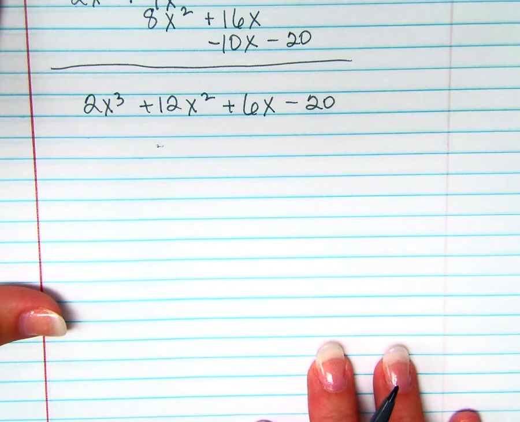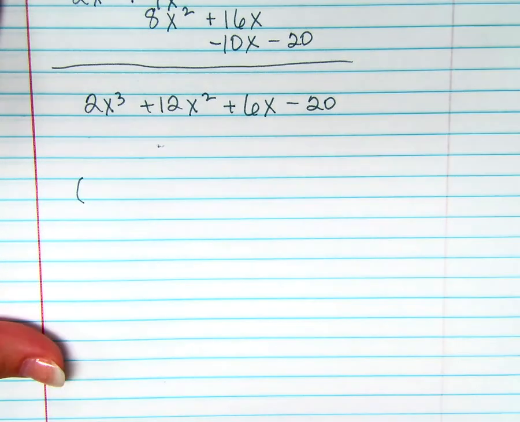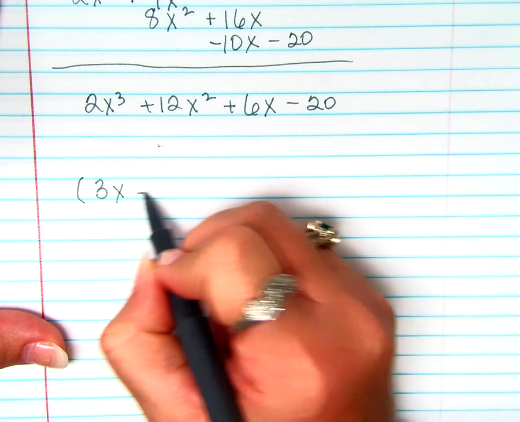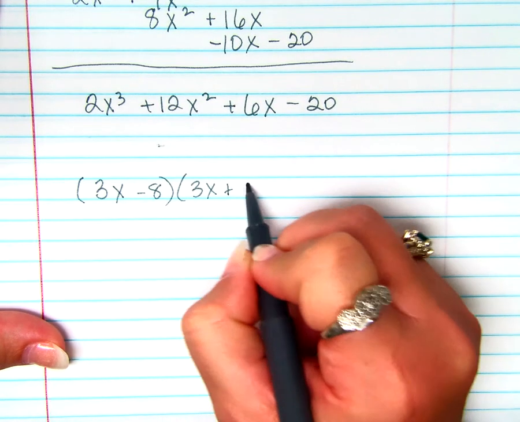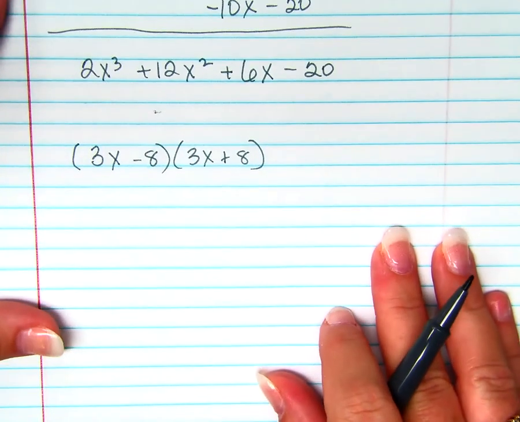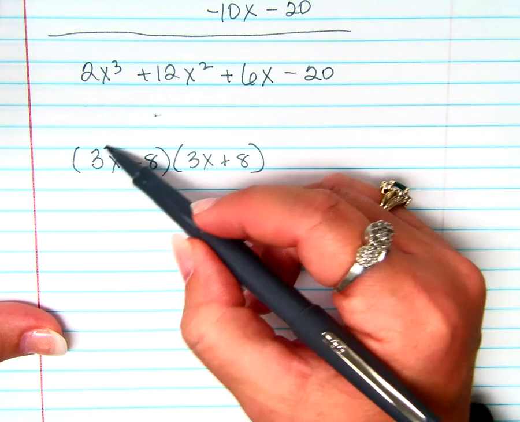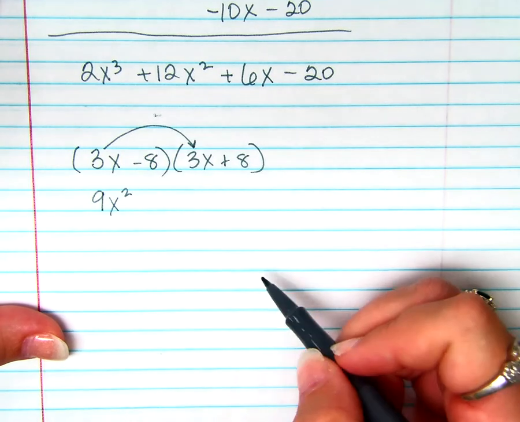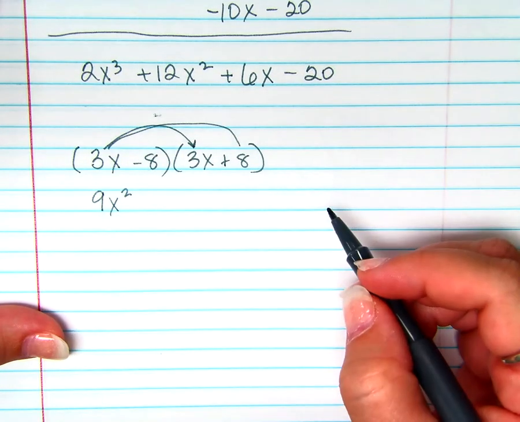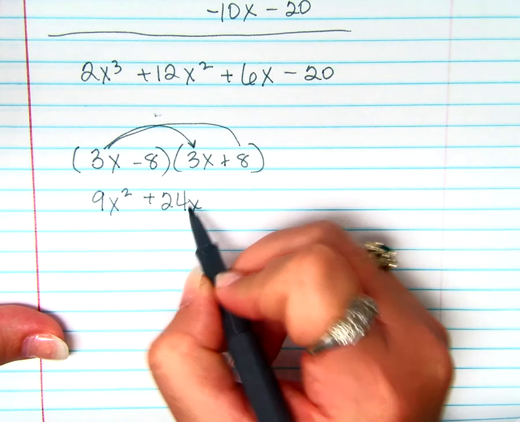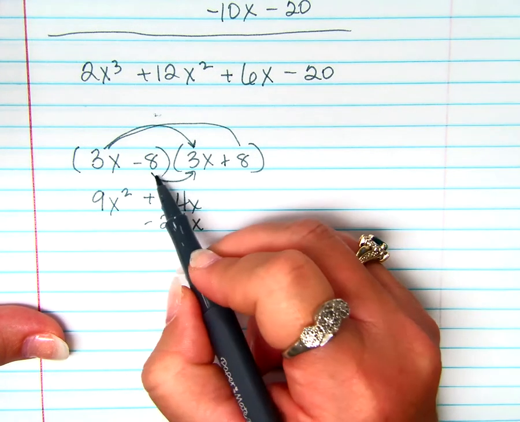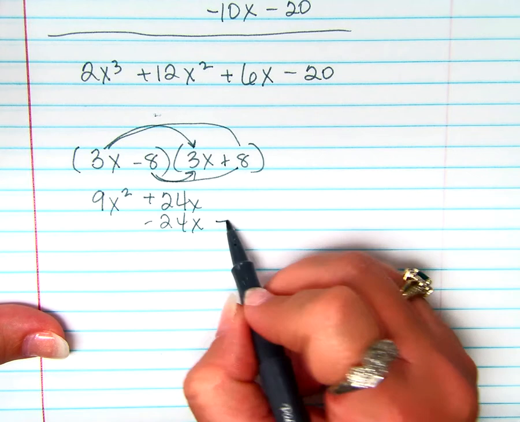Okay, I think that pretty much, oh no, and let me show you one more. I was going to say I think that pretty much covers everything in your homework, but let me show you one more because I don't want you to be frightened. 3x minus 8 times 3x plus 8. Distribute, right? Same old thing that we've been doing. What's 3x times 3x? 9x squared. What's 3x times 8? 24x. What's negative 8 times 3x? Negative 24x. And negative 8 times positive 8? Minus 64.